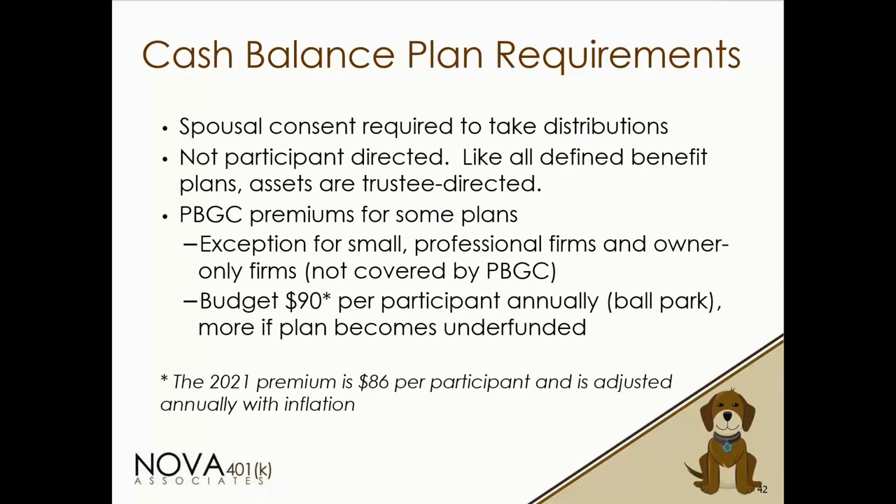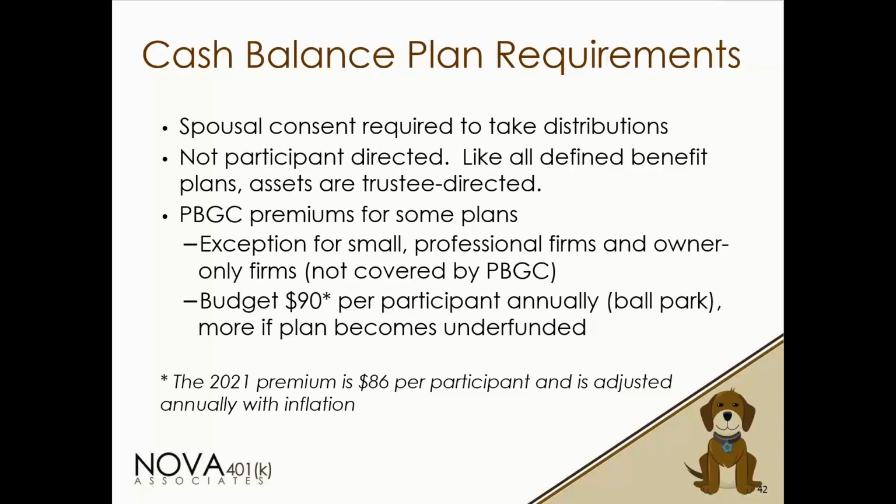Cash balance plan requirements: the spouse must consent to take the distribution in the form of a lump sum. If the spouse does not agree to allow the owner to take the distribution in the form of a lump sum, the owner will have to take the benefit in the form of an annuity.